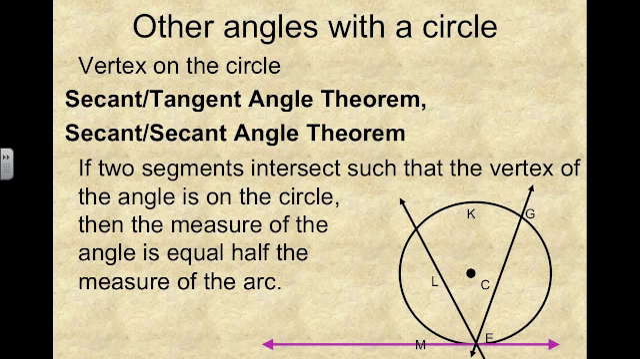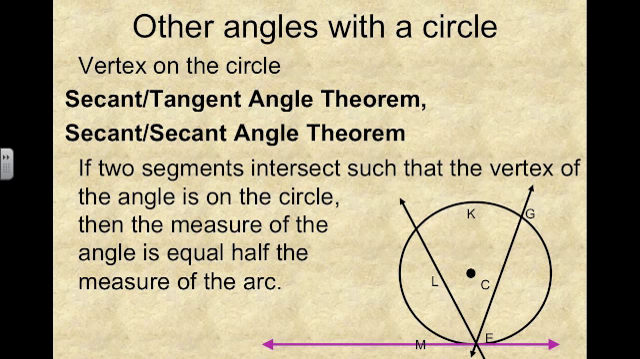And if it's an inscribed angle, that must mean that the measure of the angle is half the arc. If two segments intersect such that the vertex of the angle is on the circle, then the measure of the angle is equal to half the measure of the arc. So anytime that vertex is on the circle, the measure of the angle is half the measure of the intercepted arc. That's the arc inside the angle.